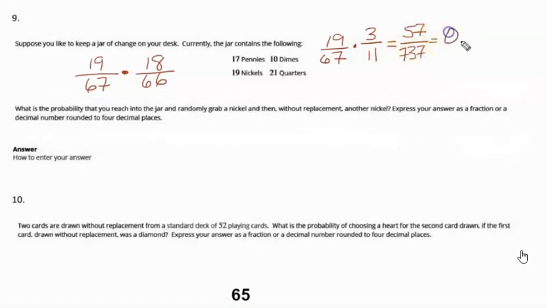And then in its decimal form, 0.07734, rounding it to 4, we drop the 4. Okay, again, the key is this is conditional because you are not replacing. You have one fewer nickel, one fewer number of coins. All right, number 10. In fact, we did one like this above.